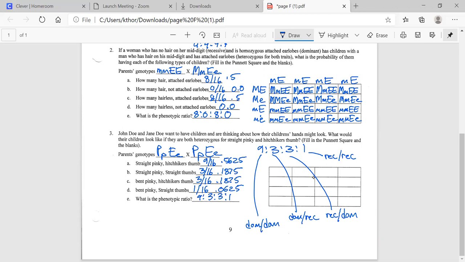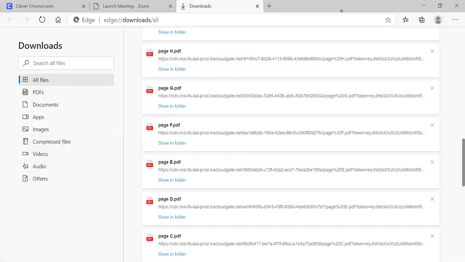All right, and that is all for page F. Let's move on to G. Give me a second to get that set up. Whoops, wrong button.